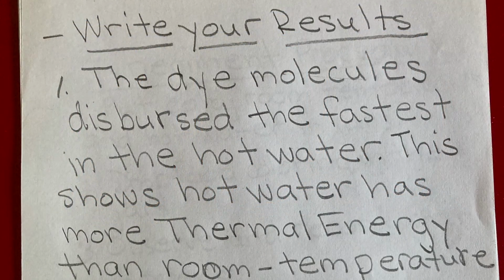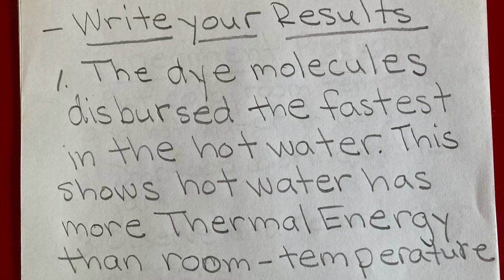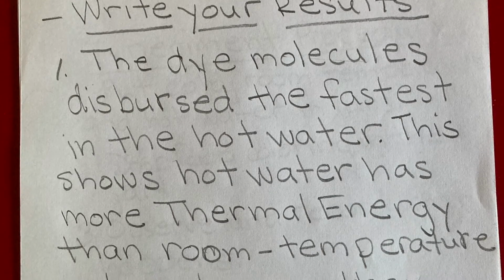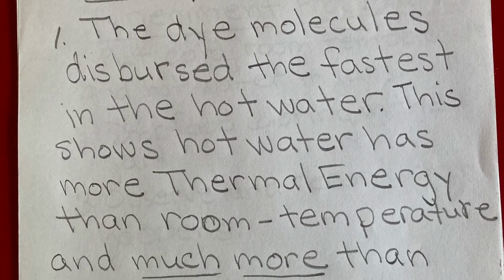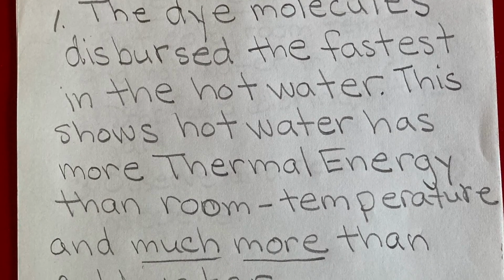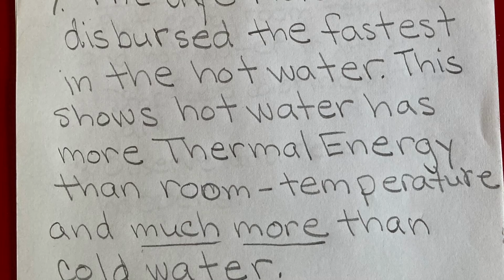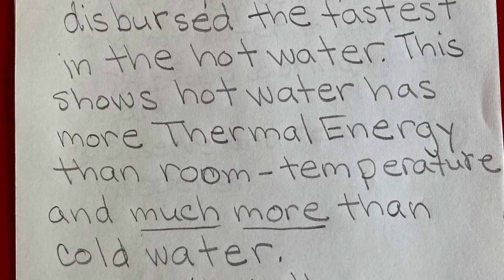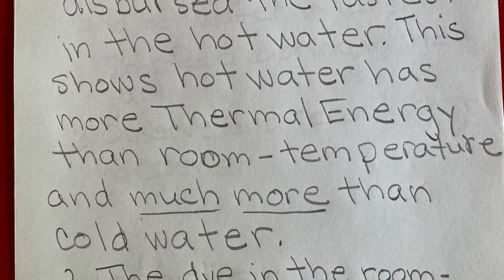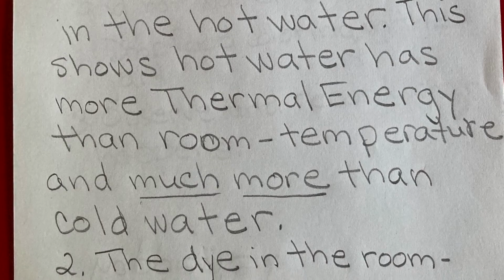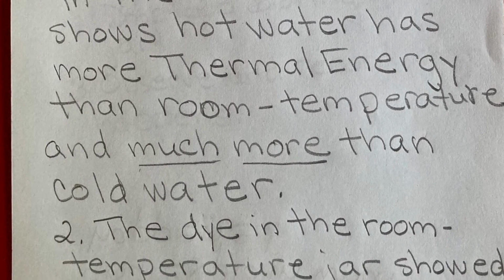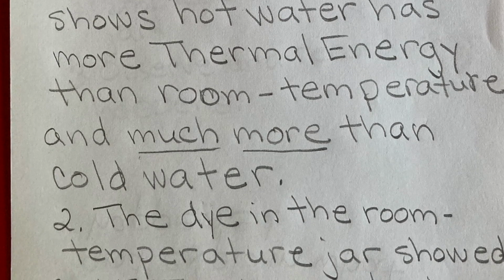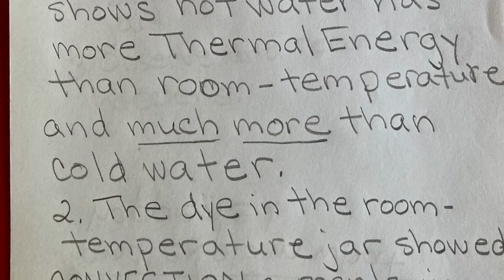So now let's write our report. We learned that the dye molecules disperse the fastest in the hot water. This shows that hot water has more thermal energy than room temperature and much more than cold water. We also learned that the dye in the room temperature jar showed convection currents in the water, just like happens in the water cycle.